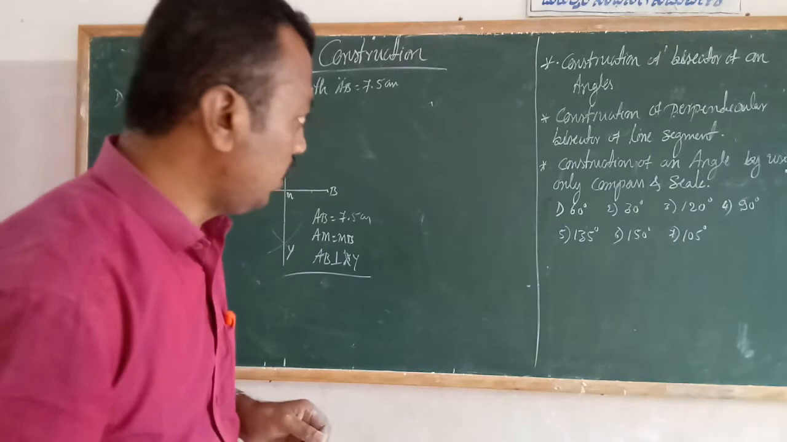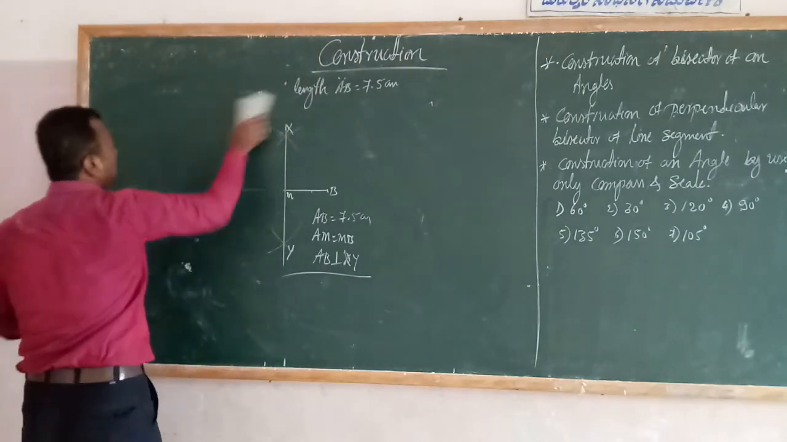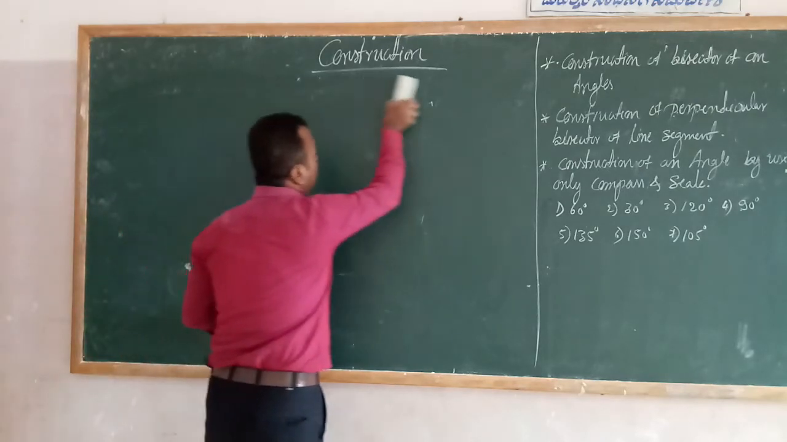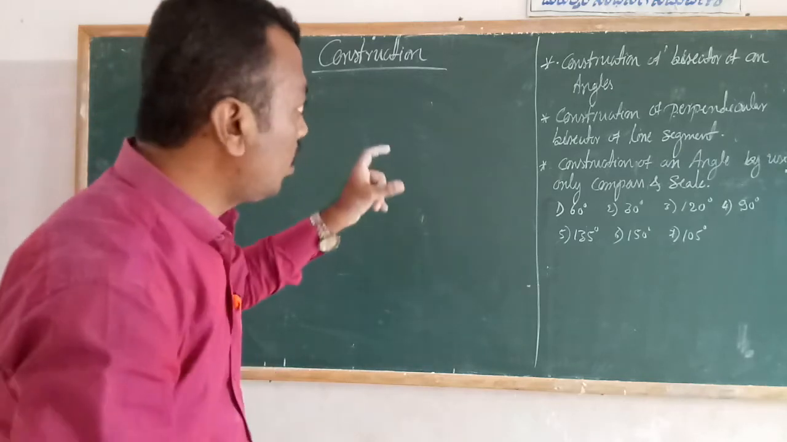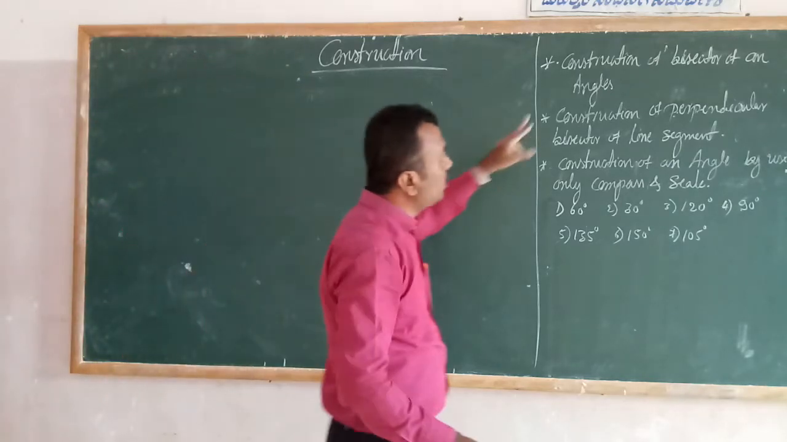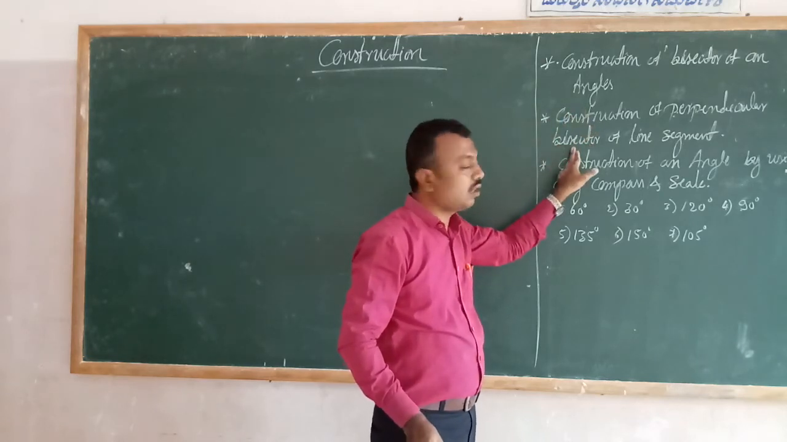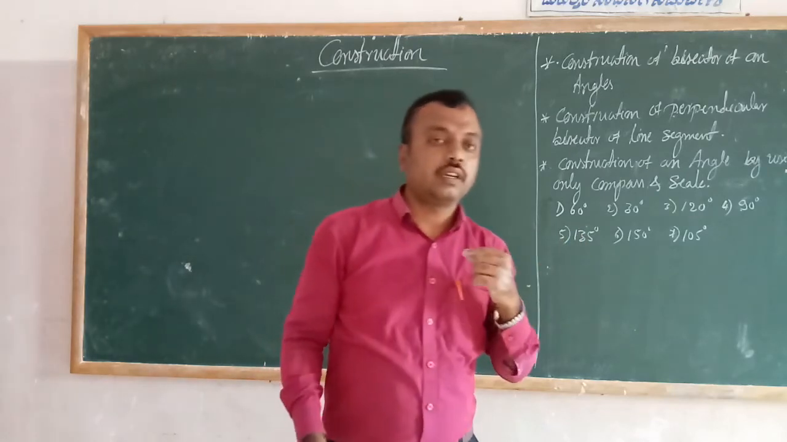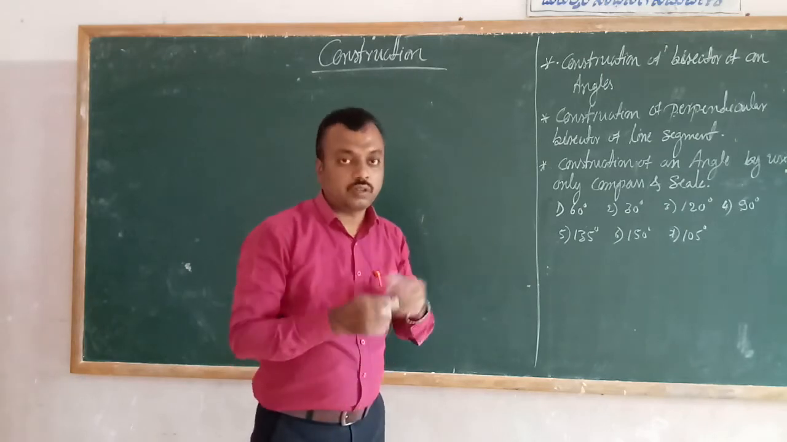So next, students, see, these two concepts you have to practice in a row: the constructions of your angular bisectors and the perpendicular bisector of the line segment. You can draw any length of the line segment. You can draw the perpendicular bisector and the angular bisector. You have to practice in a row.